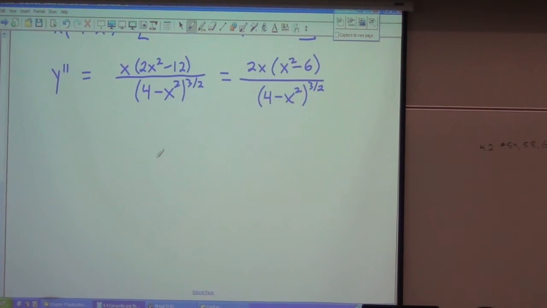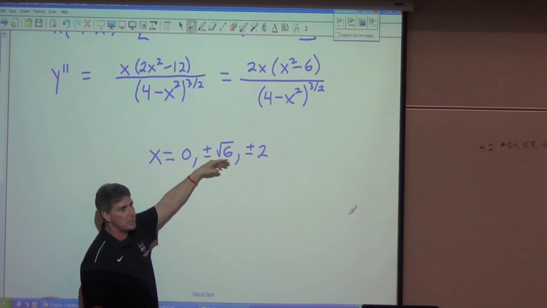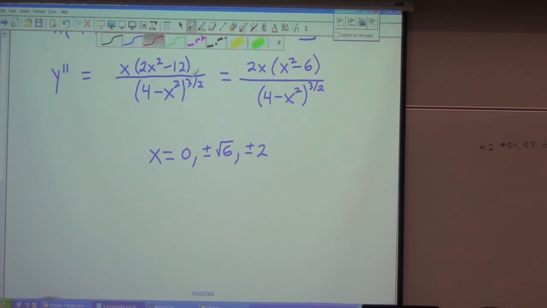So the things that would make this 0 are 0 and plus or minus square root of 6. Right, we said that equals 0. And the denominator would be plus or minus 2. This is bigger than 2, right? It's outside our range. Square root of 6 is bigger than square root of 4, which is 2. So this one's outside our range. These are the endpoints of our domain, or outside our domain. So that's the only possible point of inflection.